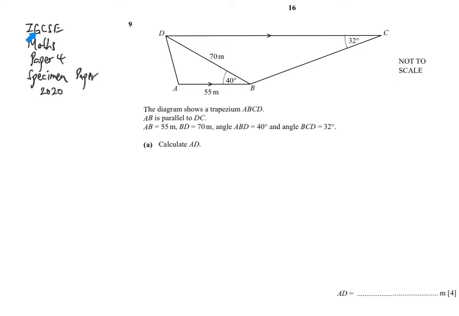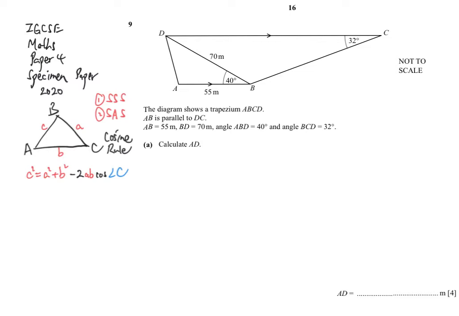So here we come to IGCSE Mathematics Paper 4, Specimen Paper 2020, question 9, Part A first. We have some triangles. This question is about the Cosine Rule. First of all, let's recall what the Cosine Rule is. For an SSS or SAS type triangle, we can use the Cosine Rule.